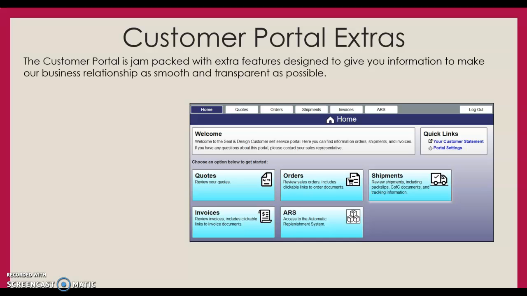The customer portal is jam-packed with extra features designed to give you information to make our business relationship as smooth and transparent as possible. Here you can review your quotes, your orders and your shipments. So you can get pack slip numbers, CSC documents, tracking information. You can pay your invoices right on this website. It's a lot easier for us to track.